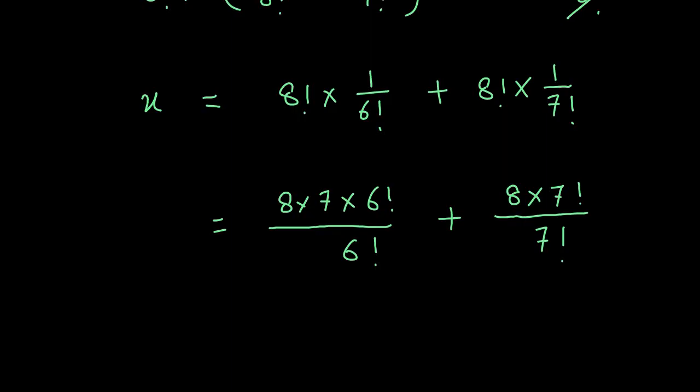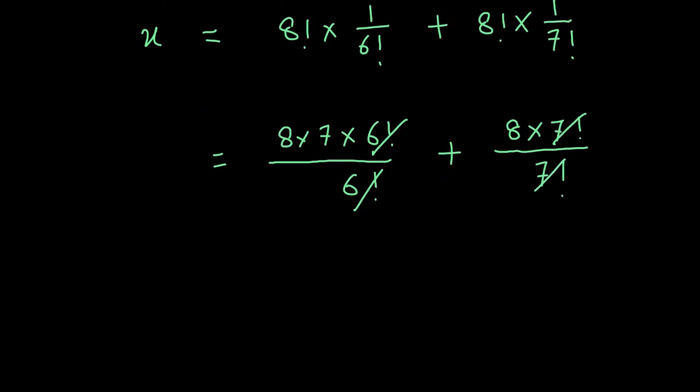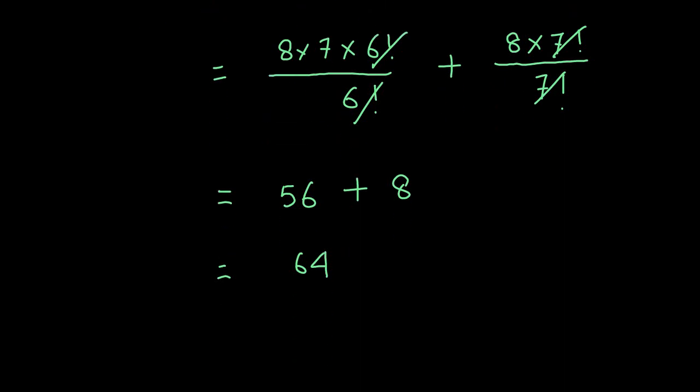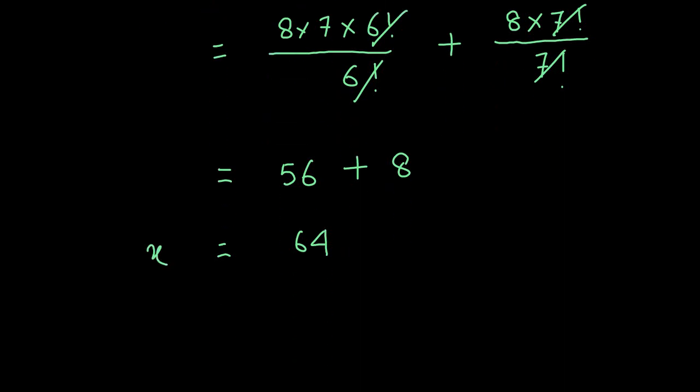Here we can see that this factorial 6 and 6 cancel, and here factorial 7 and 7 cancel, and we can write 8 times 7, 56, plus 8 equals 64. So the value of x for this given equation is 64.